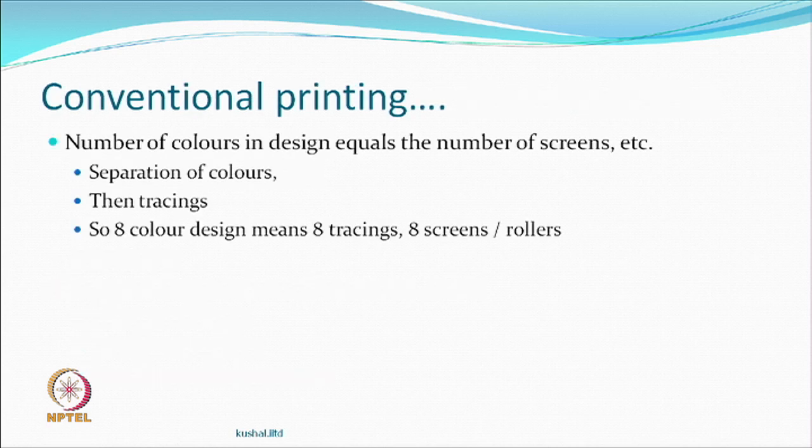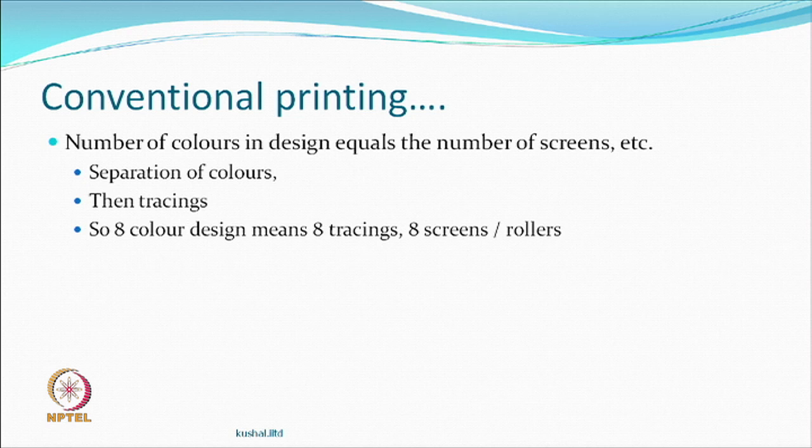Coming to other points like a machine which is, let us say, a flatbed or a rotary screen or a roller printing machine. So, the important thing is how many screens, how many rollers you are supposed to make. Depending on the design, you first do the separation of colors. There is a green, there is a yellow, there is a light green, there is a blue, there is a red. In the design, they have to separate them and accordingly make tracings for each color.